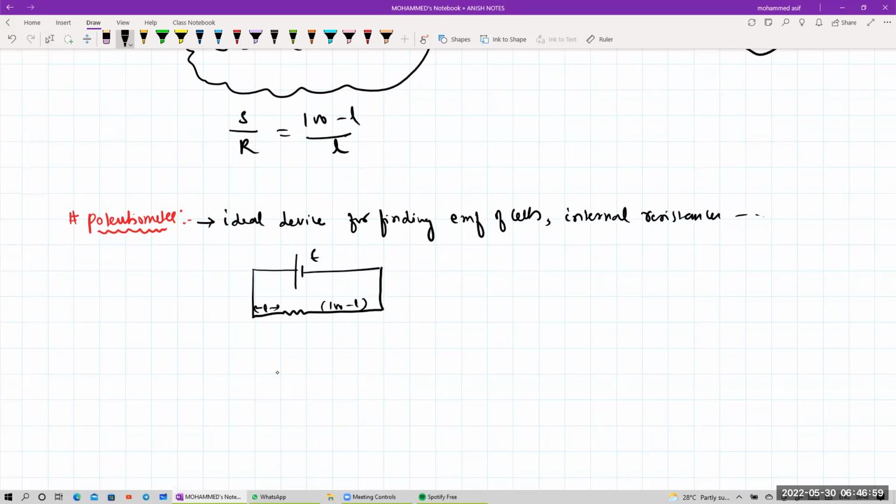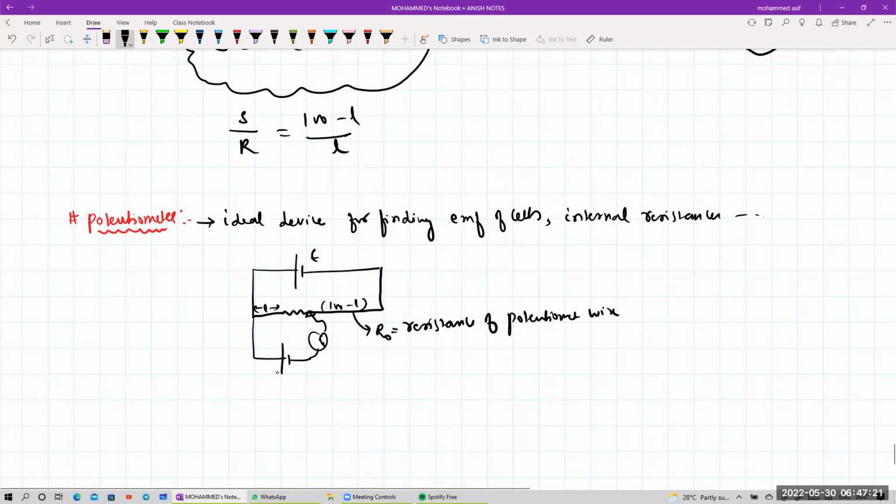Its EMF is E here, and down here we are connecting a source like this, and there is a galvanometer connected to this one, and this is your jockey. Okay, and the resistance of this wire is, say for example, R0. R0 is nothing but what? Resistance of the potentiometer wire. This wire is right now the potentiometer wire. Okay?